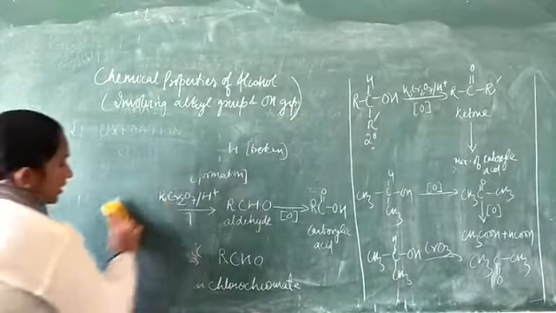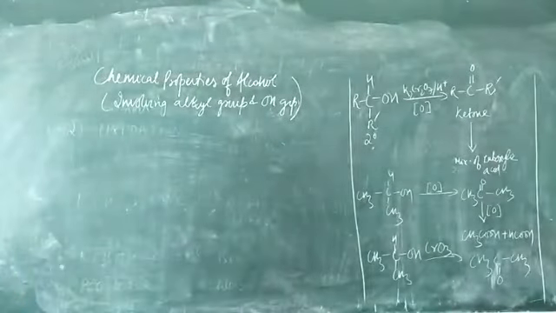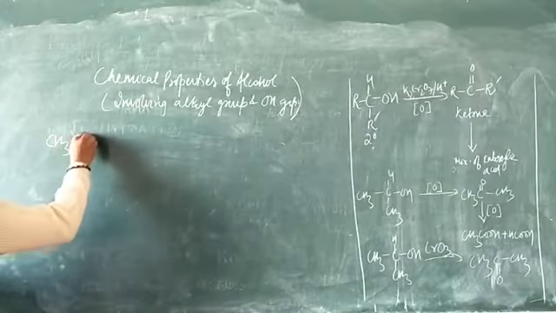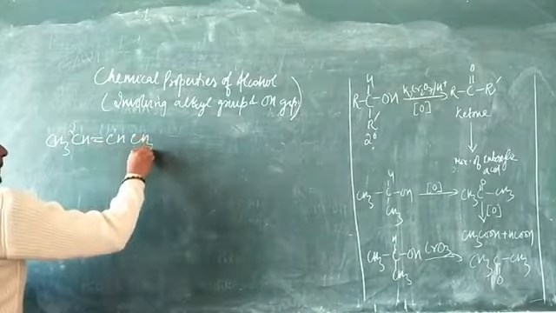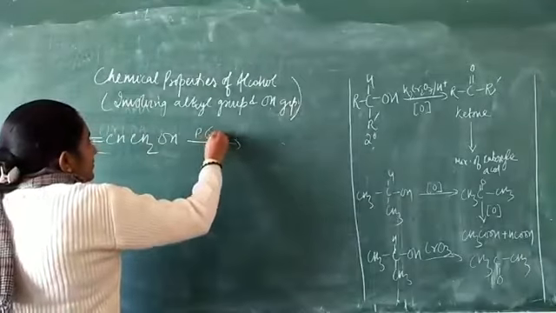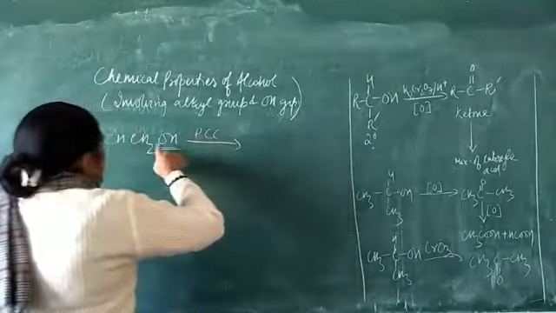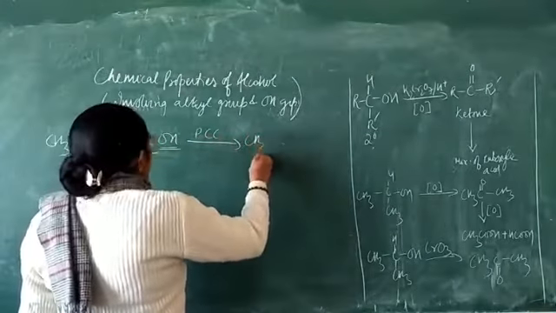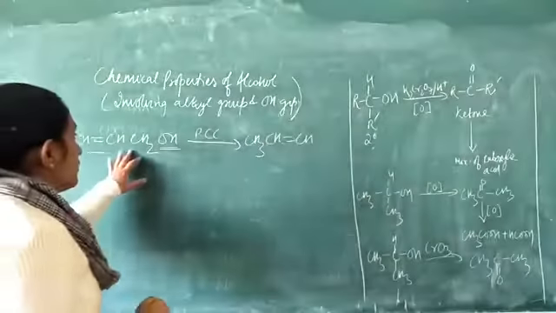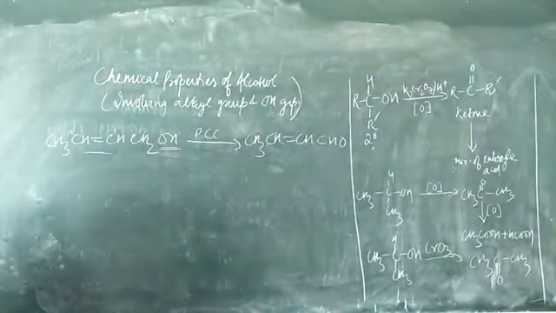Now students, if the alcohol has unsaturation in its carbon chain, let it be this example here, and we have got unsaturation. In that case, if we use PCC, the oxidation will take place at the carbon atom having the hydroxyl group only. It will give CH3, CH, CH, and it will form CHO here. The unsaturation will remain undisturbed.